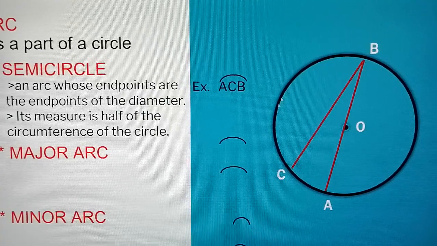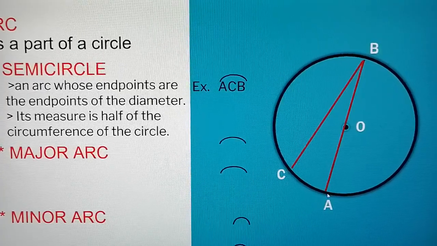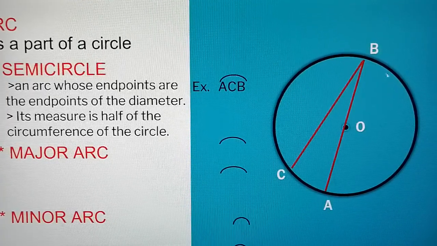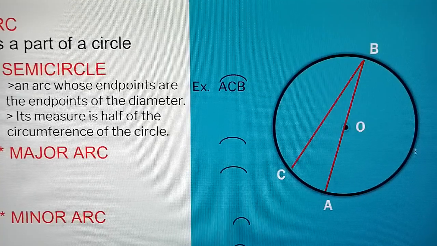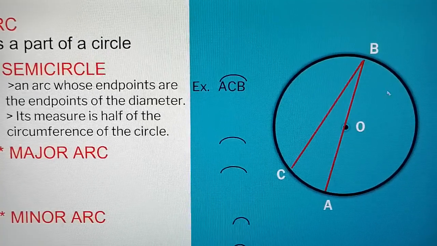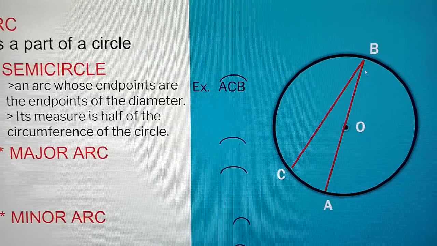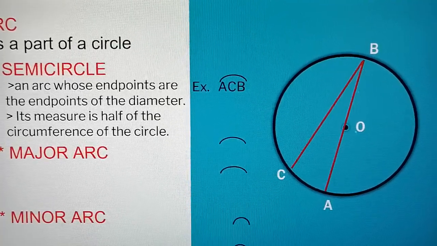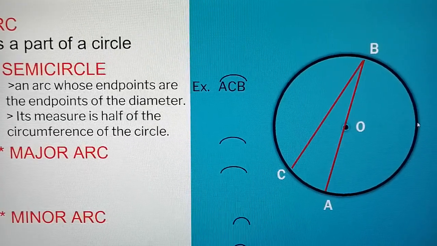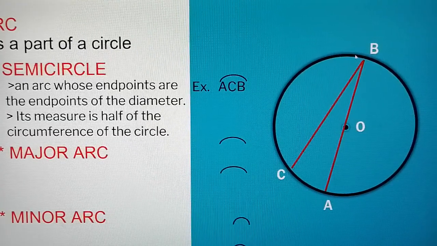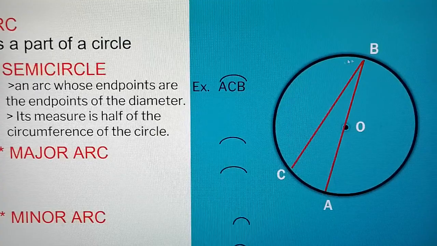Now there are actually two semicircles. This semicircle, arc ACB, and this other side. But since there are no distinct points on this side, we cannot name this arc, because a semicircle is named using three capital letters, or three points on the circle. So we can only name this semicircle.